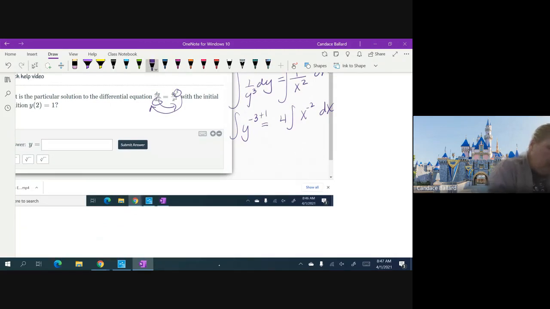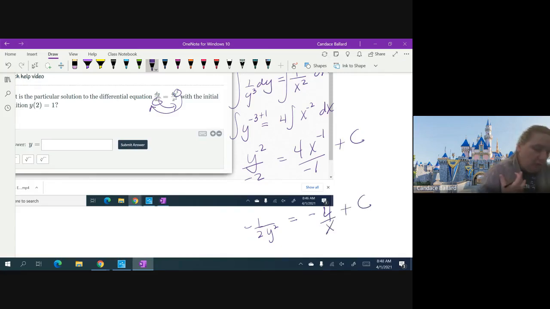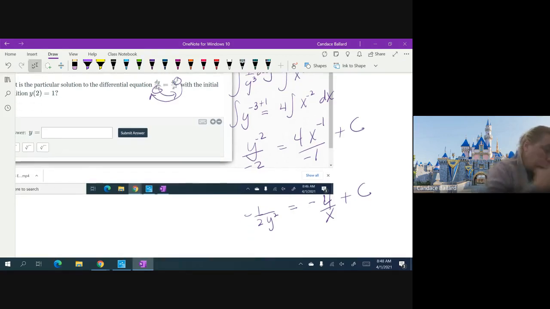So we're going to add 1. We get y to the negative 2 divided by negative 2 equals 4x to the negative 1 divided by negative 1 plus c. Before I start plugging anything in, I'm going to simplify a little bit more. So I'm seeing negative 1/2 with a y squared on the bottom equals negative 4 over x plus c. And again, we have choices. We could try to solve for y now, or we could do that after we plug in. I'm going to plug in first.